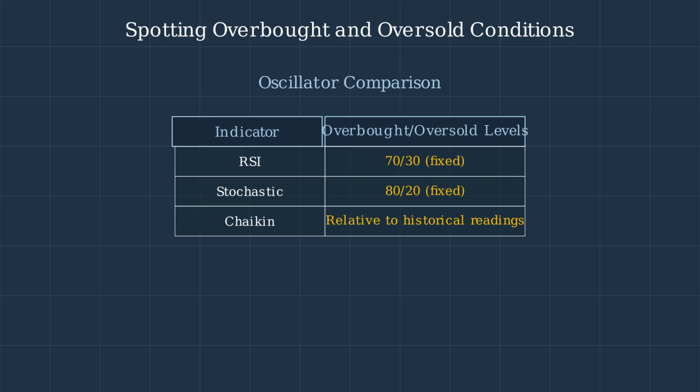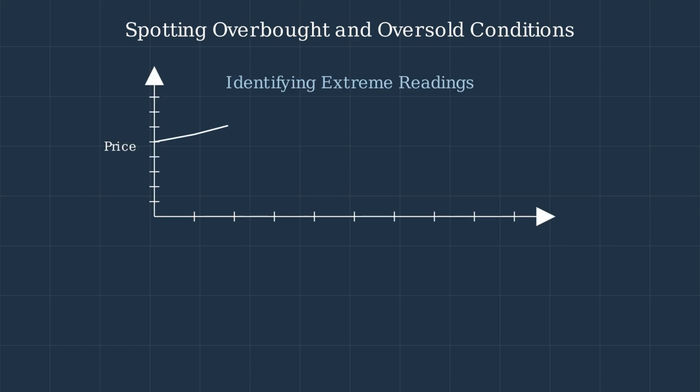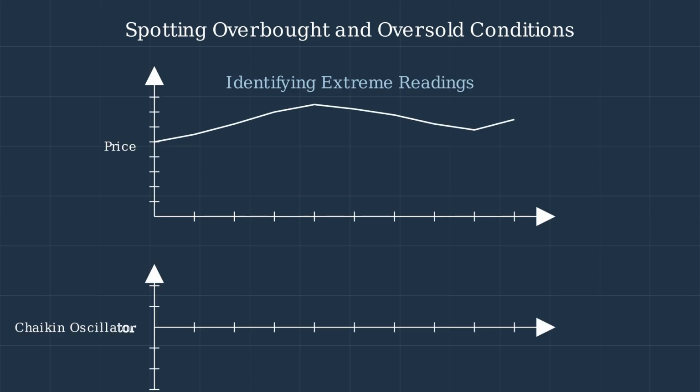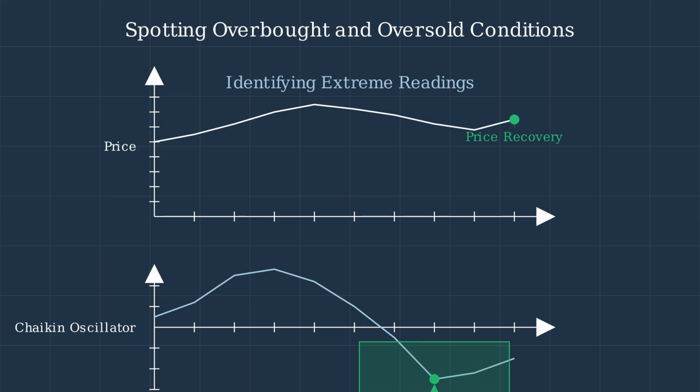to its historical pattern. Let's examine how the Chaikin oscillator appears on a price chart and how to identify potentially overbought and oversold conditions. When the Chaikin oscillator reaches extremely positive values, it often indicates overbought conditions. Notice that soon after this extreme reading, the price begins to reverse and move lower. Conversely, when the oscillator reaches extremely negative values, it can indicate oversold conditions. Notice how the price tends to recover after this oversold reading.